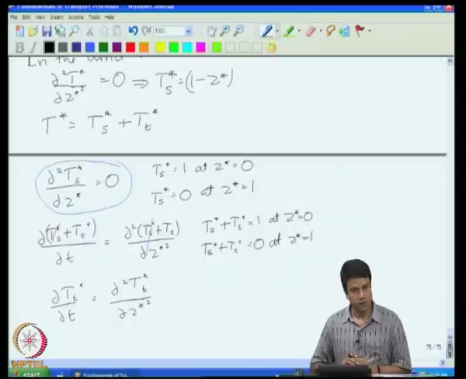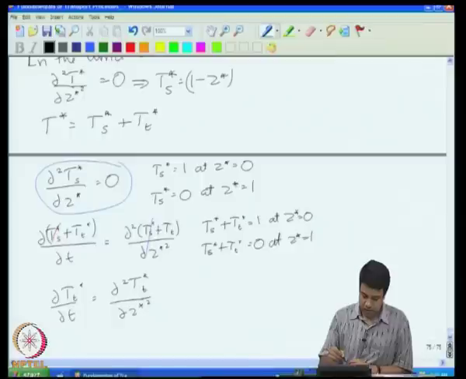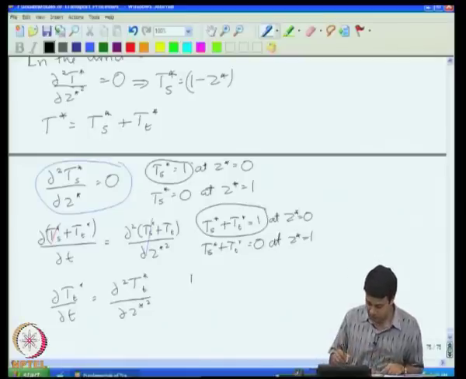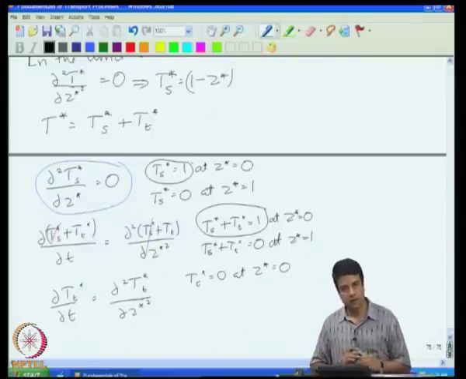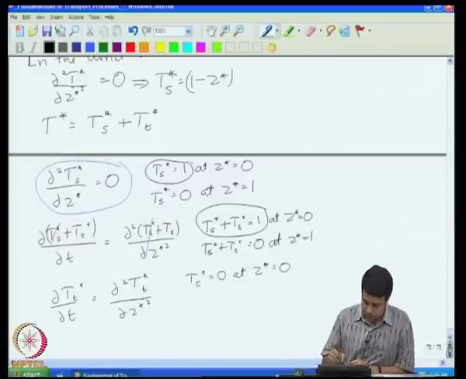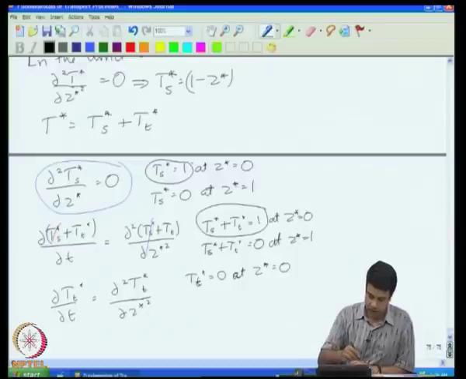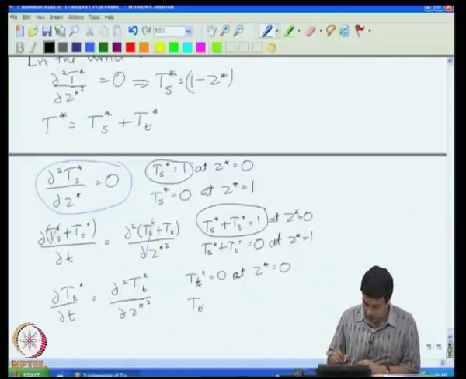What about the boundary conditions? At z is equal to 0, t steady is equal to 1, and t steady plus t transient is also equal to 1. The total temperature is also equal to 1. That means I have to have t transient equal to 0 at z equal to 0. So the transient part of the temperature has to be identically equal to 0 at z equal to 0. How about at z equal to 1? T steady is 0, the sum of the two, t steady plus t transient, is also equal to 0. Therefore, I need to have t transient equal to 0 at z star equal to 1.